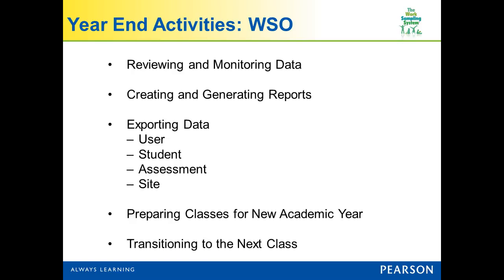We'll also talk a little bit about exporting data, and you can see here from the slide, there are different types of data to export, and when we get into the system, we'll have an opportunity to look at that. That's something that can only be done on the administrator side of work sampling online. Towards the end of our session, we'll talk a little bit about preparing classes for the new academic year, as well as transitioning students to the next class if you're in a program or setting where children might be staying on in your building or program for another year, or even in the event that they might be going on to another classroom or kindergarten classroom that's using work sampling online.